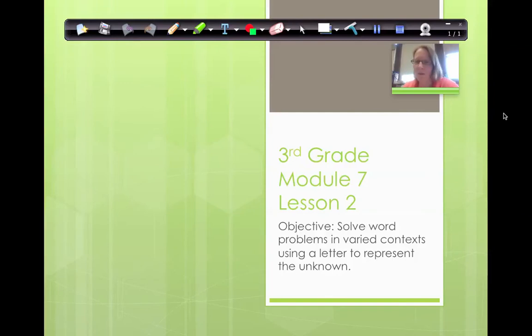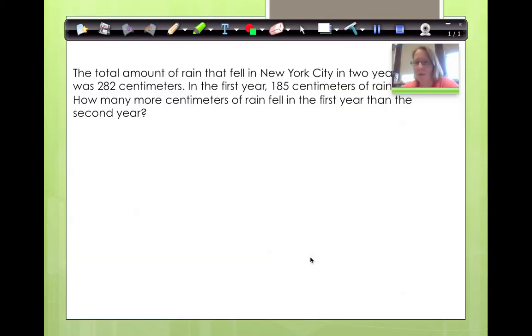Hello, today we're going to do Module 7, Lesson 2. Our objective is that we're going to solve word problems in varied contexts using a letter to represent the unknown. Same objective as yesterday. We're just going to be doing some more problems. So let's start with this story problem.